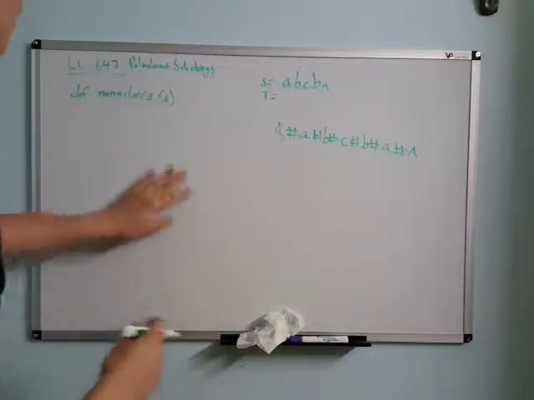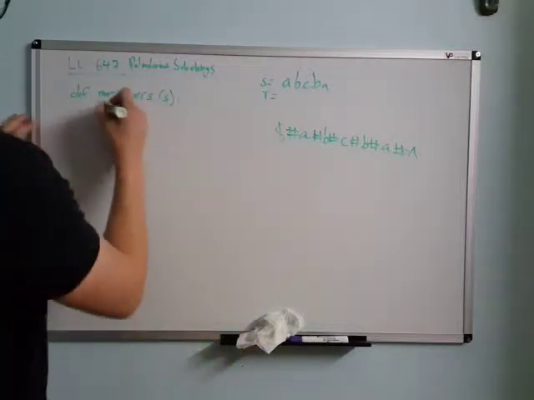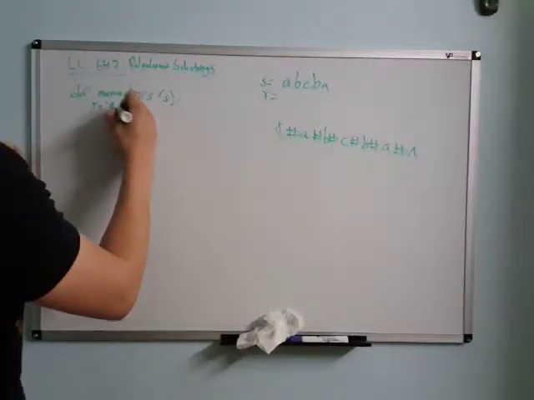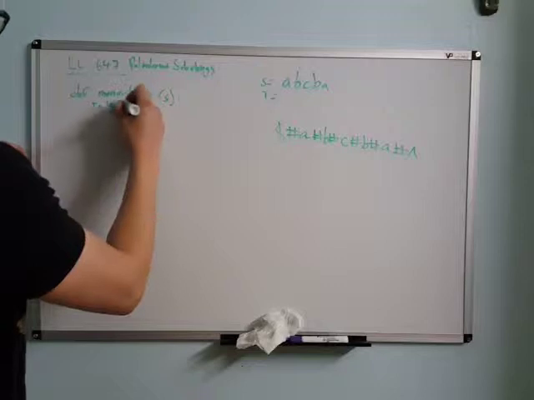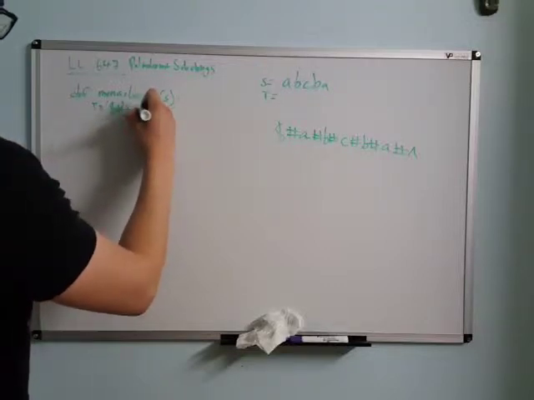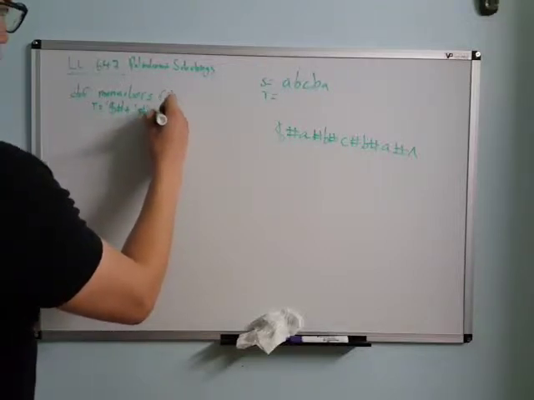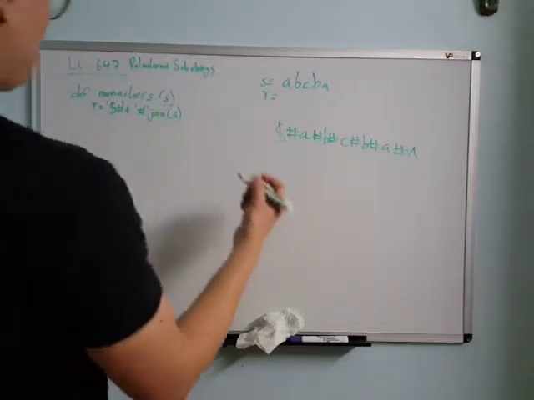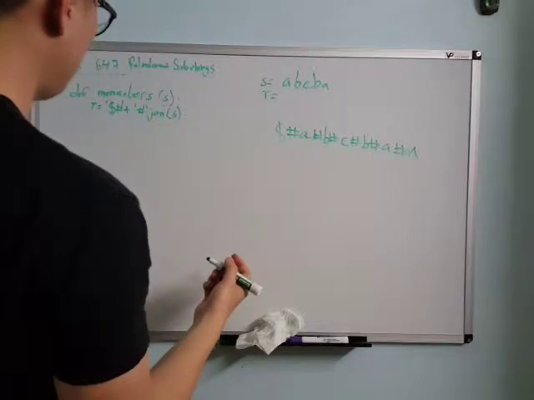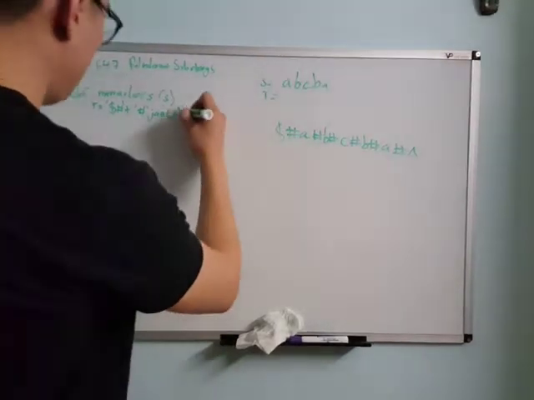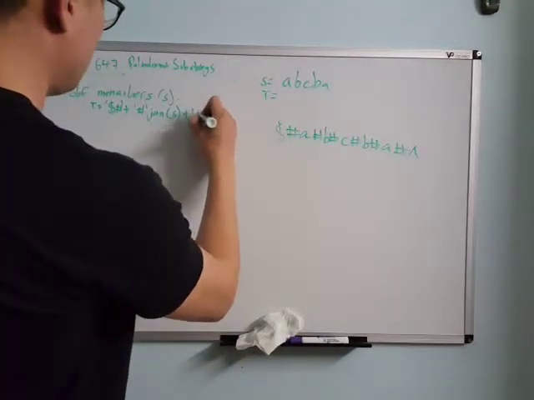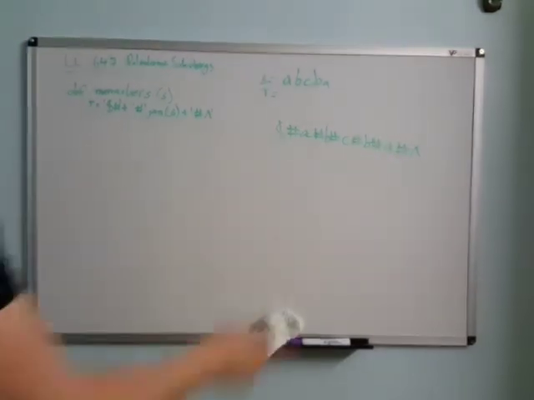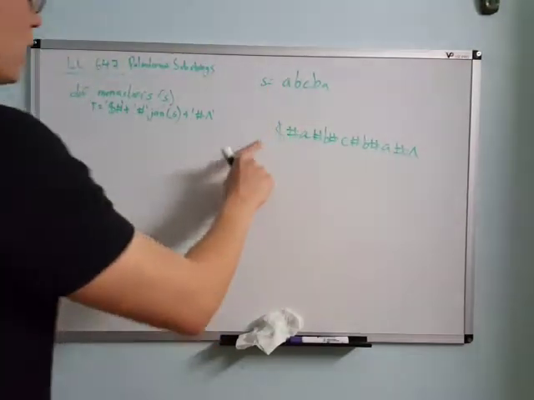Manachers. So we'll set T is equal to pound plus dot join S plus ending sign. Right, so that should give us this. T is equal to this.